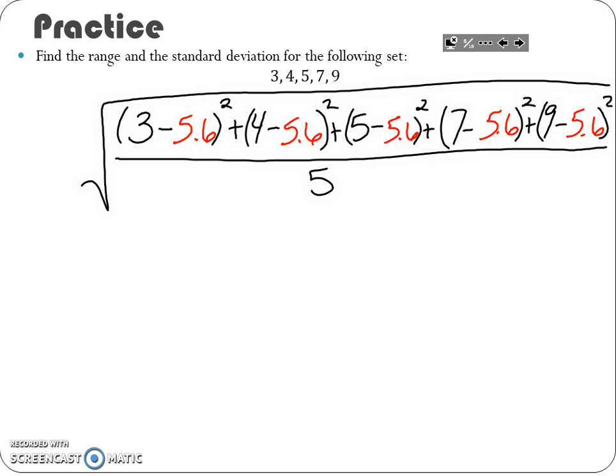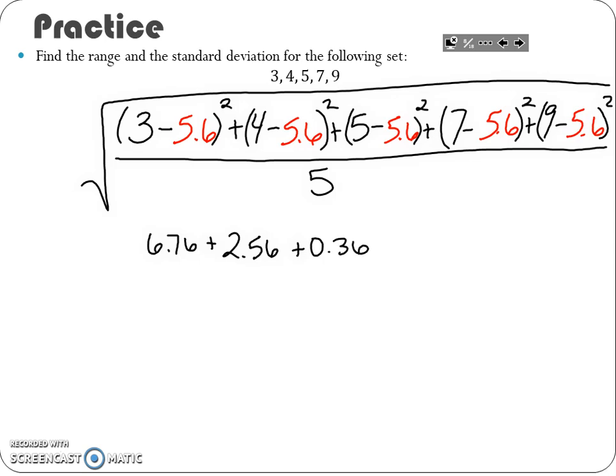I'm going to start out with 3 minus 5.6, which gives me a negative 2.6. Then I need to square it, and that gives me 6.76. Then I'm going to move to my next one. Plus 4 minus 5.6 gives me a negative 1.6. Square negative 1.6 and that gives me 2.56. Next one, 5 minus 5.6 gives me a negative 0.6. Then I need to square that, and that's going to give me 0.36.